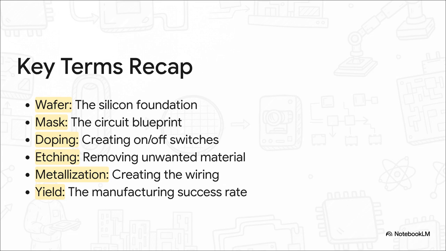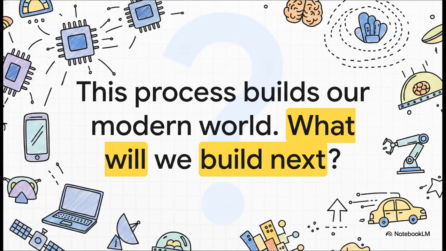The wafer? That's our foundation. The mask? That's the blueprint. Doping? That creates the on-off switches. Etching carves everything out. Metallization is the wiring. And yield? That's the final score, our success rate. Got it? Good. And there you have it.